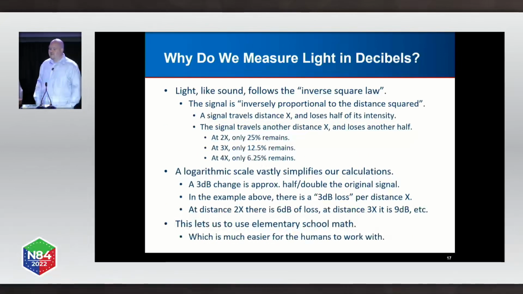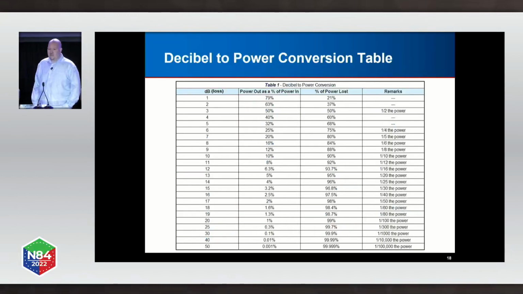So why do we use decibels to measure light? Light, like sound, follows what's called the inverse square law. So the signal is inversely proportional to the distance squared. For example, if the signal travels distance x and it loses half its intensity, and it travels another distance x and it loses another half, so at 2x you're down to 25%, at 3x you're down to 12.5%, etc. If you use a logarithmic scale to express this, it lets you do your math with addition and subtraction so that anyone can do it, and you don't have to stop and get a calculator and think very hard. Here is a table that you can look at for a handy reference as to what that means.